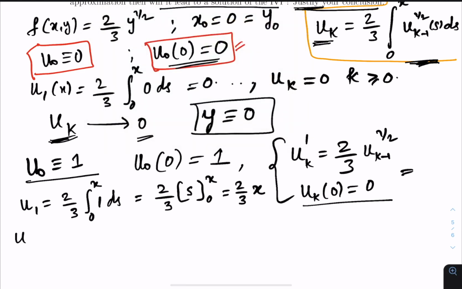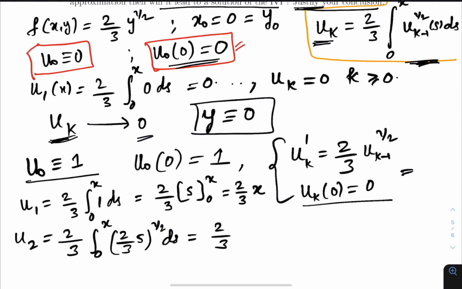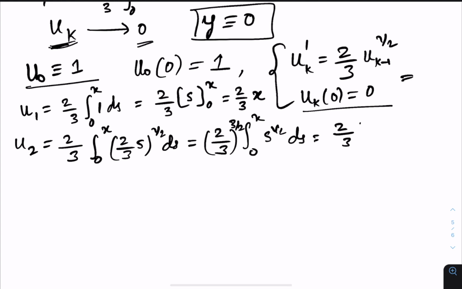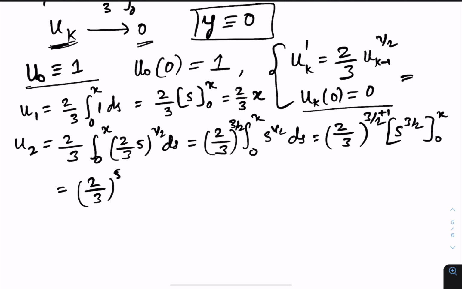Now if you go ahead and you find your u2, it is 2 by 3, integral from 0 to x of 2 by 3 of s to the power half ds, which is 2 by 3, whole power 3 by 2, integral from 0 to x of s to the power half ds, which is 2 by 3, 3 by 2, s to the 3 by 2, from 0 to x, and then divided by 3 by 2, which is plus 1, right? So that's going to give you 2 by 3, 5 by 2, x to the power 3 by 2.